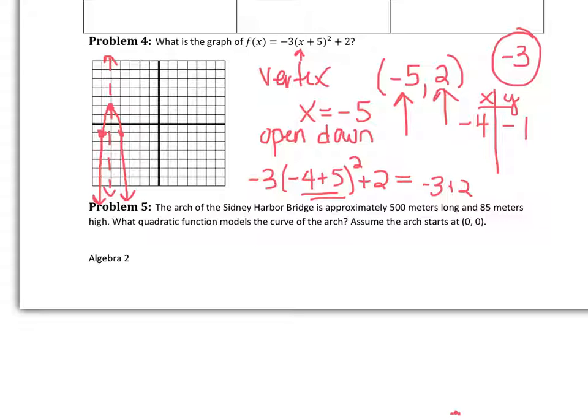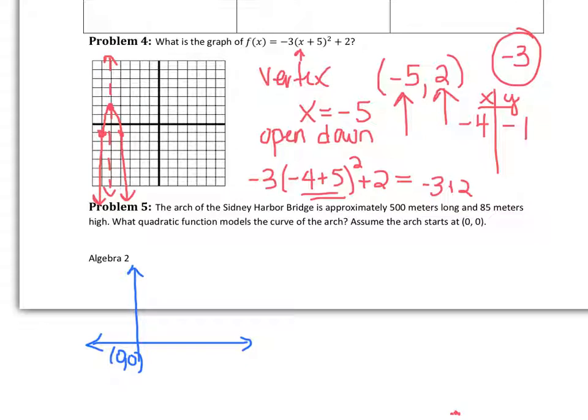Okay, problem number 5. The arch of the Sydney Harbor Bridge is approximately 500 meters long and 85 meters high. What quadratic function models the curve of the arch? Assume the arch starts at (0, 0). Let's draw a little picture of that so we can understand how the arch actually fits in with the xy-axis and finding our vertex point.